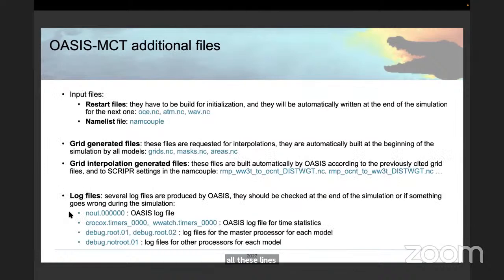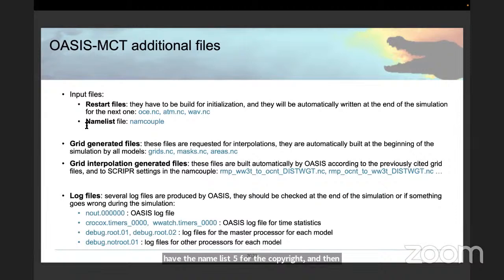So what you will have in your run directory when you are using OASIS and coupling, you have some additional files that you need. So you need some restart files for the coupler. You have the namelist file for the coupler. And then, so these are input files.